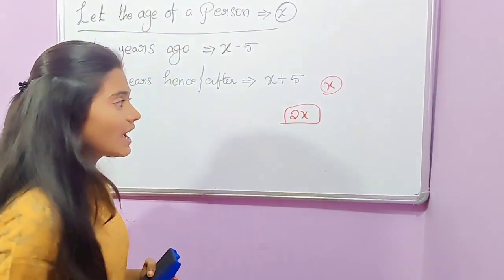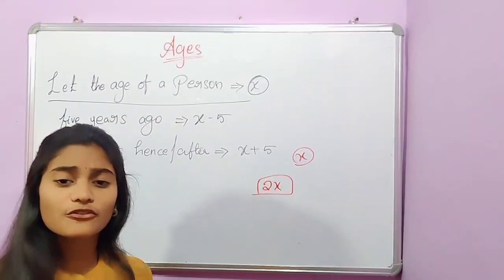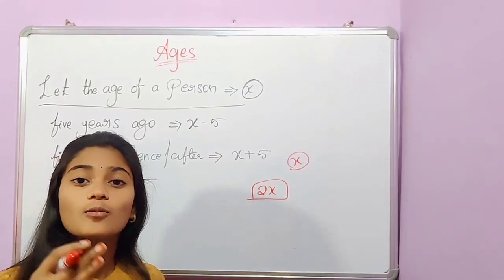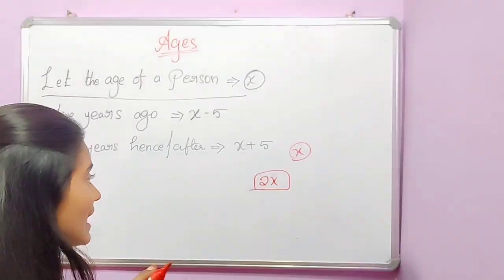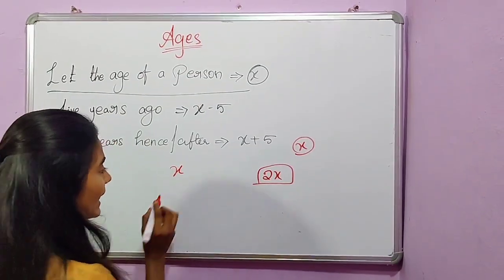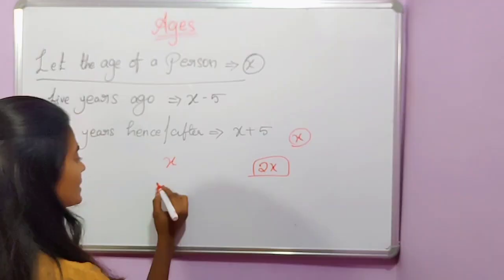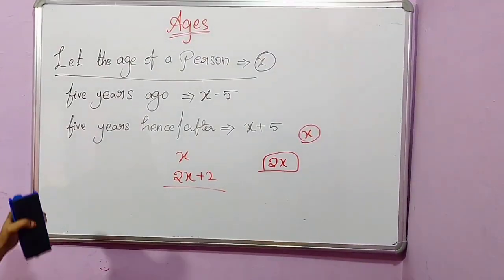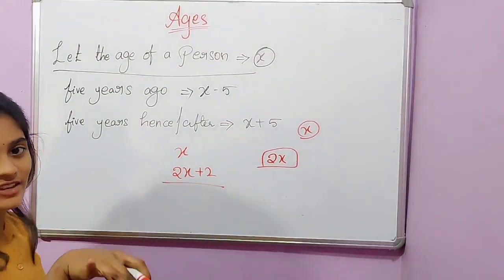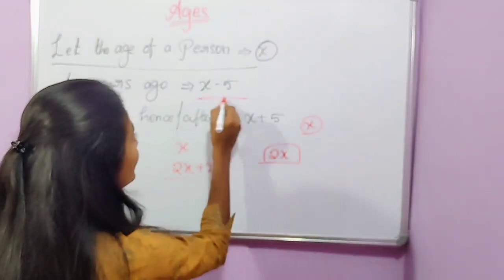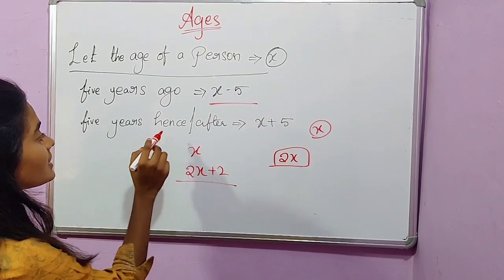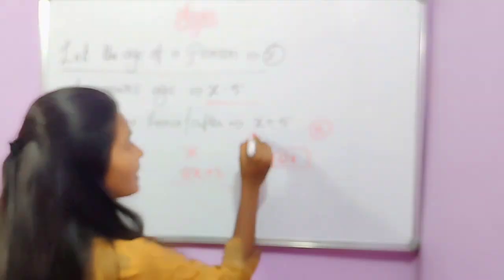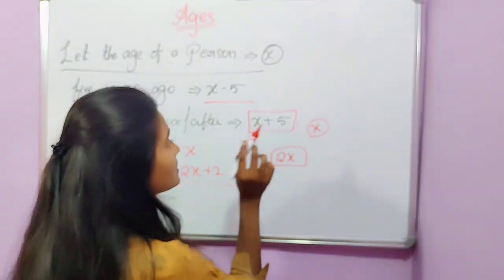And sometimes the age of the second person is 2 more than twice the age of the first person. Then the first person's age will be x and the second person's age will be 2x plus 2. If they say 5 years ago, we have to consider x minus 5. And if they say 5 years hence, or 5 years after, you have to consider x plus 5.